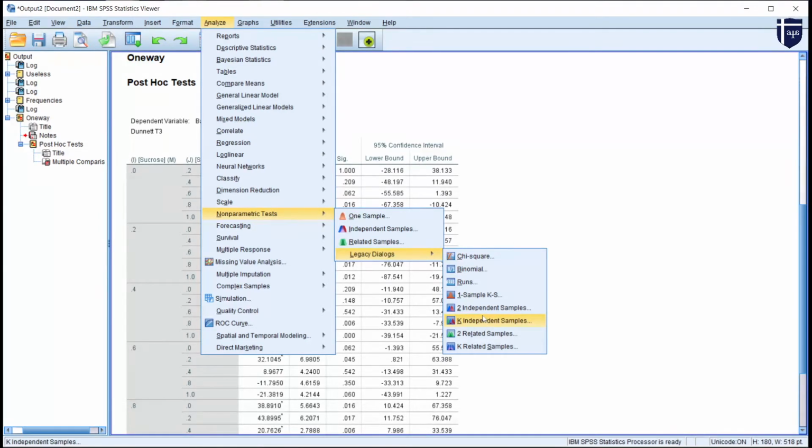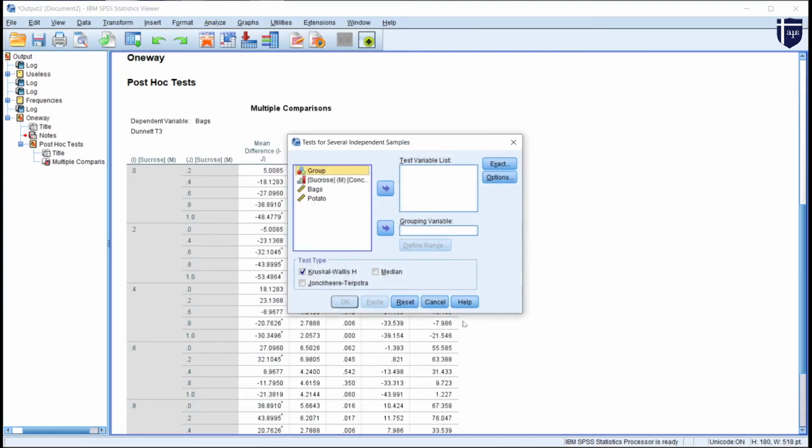and it's more than 2, right? So 2 independent samples, it's more than that. So we just say K independent samples. Cool. What's the test variable? It's going to be the weight of the bags. What's the grouping variable? Sucrose.